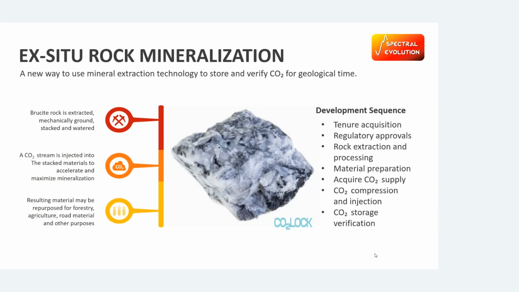So how this works is you've got a brucite-rich serpentinized rock, a lot of times being peridotite, where that brucite is going to be extracted, mechanically ground, stacked, and watered. And then a CO2 stream is injected into that stacked material, which is going to accelerate and maximize mineralization. So that resulting material, which comes in powdered form, can actually be repurposed. So we can use it for forestry applications, agriculture, road material, and other purposes.